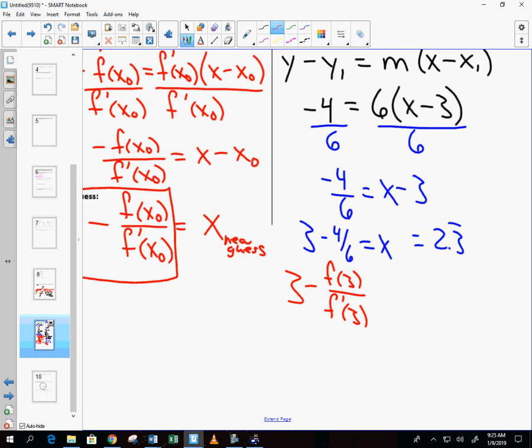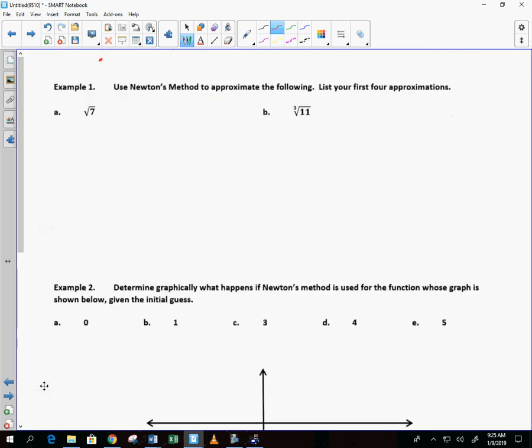Flip it over. Use Newton's method to approximate the following. List your 4 approximations. We'll do it by hand. We'll do it by calculator. Who can tell me, first of all, what is the function that you need to use for the square root of 7?